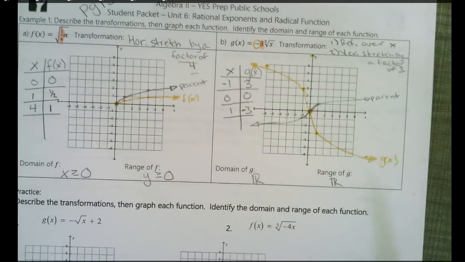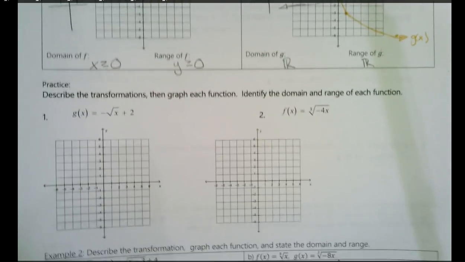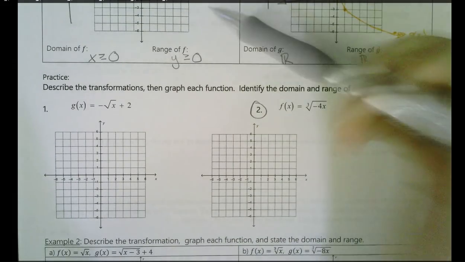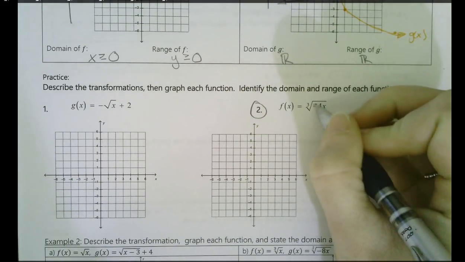So, there are 2 practice problems down below. I want you guys to pause now and try number 2. It's very similar to that first example I did, but it also has the negative on the inside now.